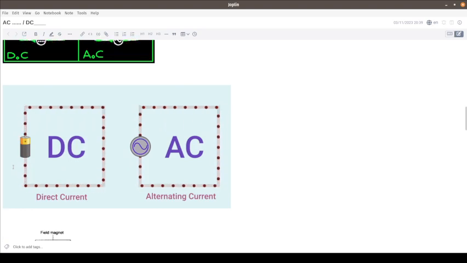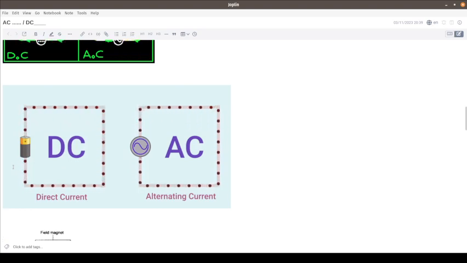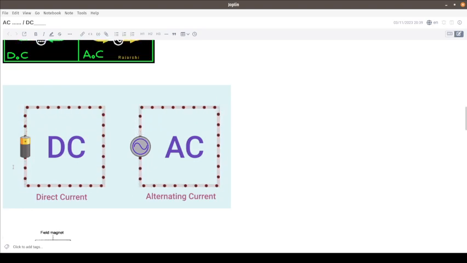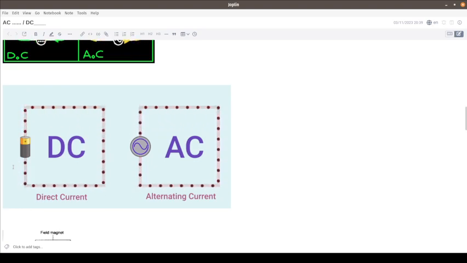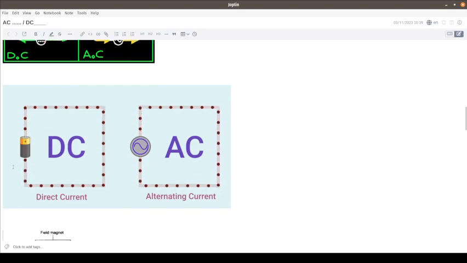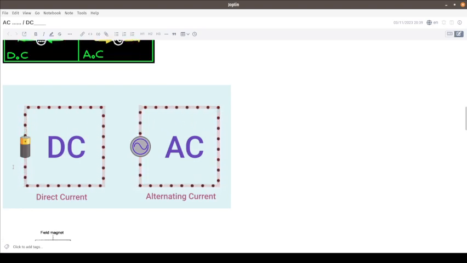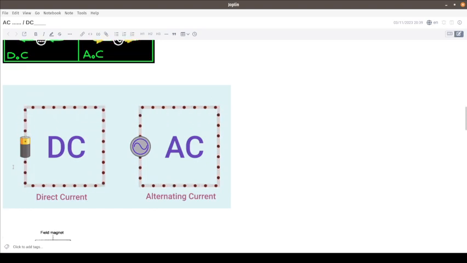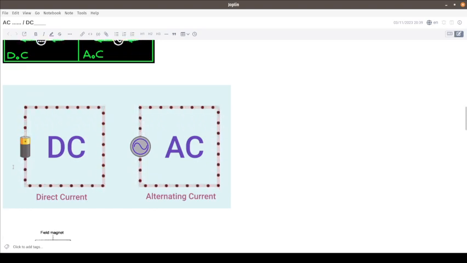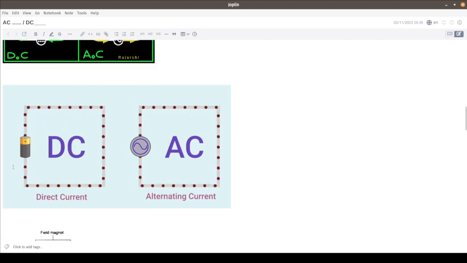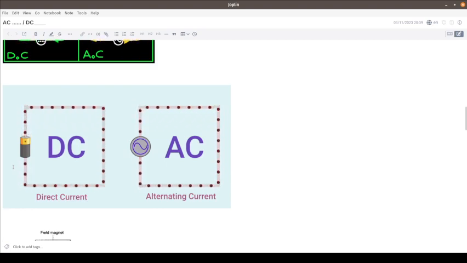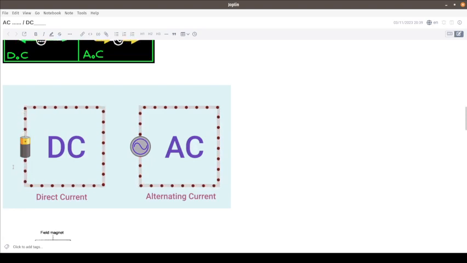Right, let's start. AC can be produced using a device called an alternator. Of course, you know what alternating means, right? Alternate means it goes one way, then comes the other way, then again comes back that way, and then again the other way. So it's kind of alternating, right? So you are generating AC current, you are producing AC current. This device is called what? Alternator.